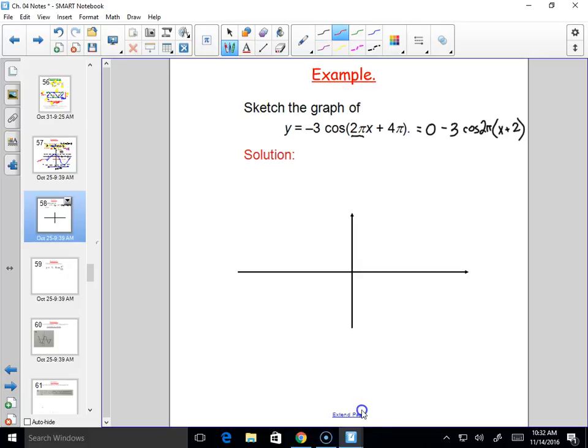Now we start at our sinusoidal axis, true? Has this been shifted at all? No. So where am I going to put the center? At y equals 0, or on the x-axis. Perfect. Step number 2. How high do I go? -3, so it goes 3 up and 3 down. Okay, so I'm going to go 3 up. And 3 down.